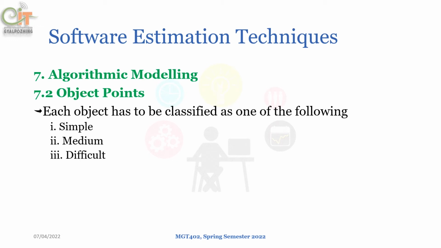Now these are the object points, components or features like screen, which we have seen earlier, screen, report, and 3GL. Okay, so this 3GL is also called modules, or you may simply say modules, or you can call the term a 3GL module. So these three components or features need to be categorized or classified as simple, medium, and difficult.